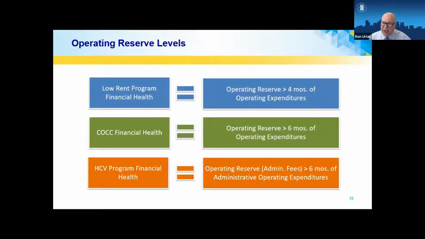Things are going to happen. We're going to have storms. We're going to have things that we have to pay for that we did not anticipate. It could be computers going out or something of that nature that's going to have to be replaced. So you want to make sure you have an adequate reserve to be able to cover some of these. For the housing choice voucher program, we're talking about 6 months, and that's for the administrative fee side. We're going to talk a little bit about that versus the HAP side in the future here. Next.